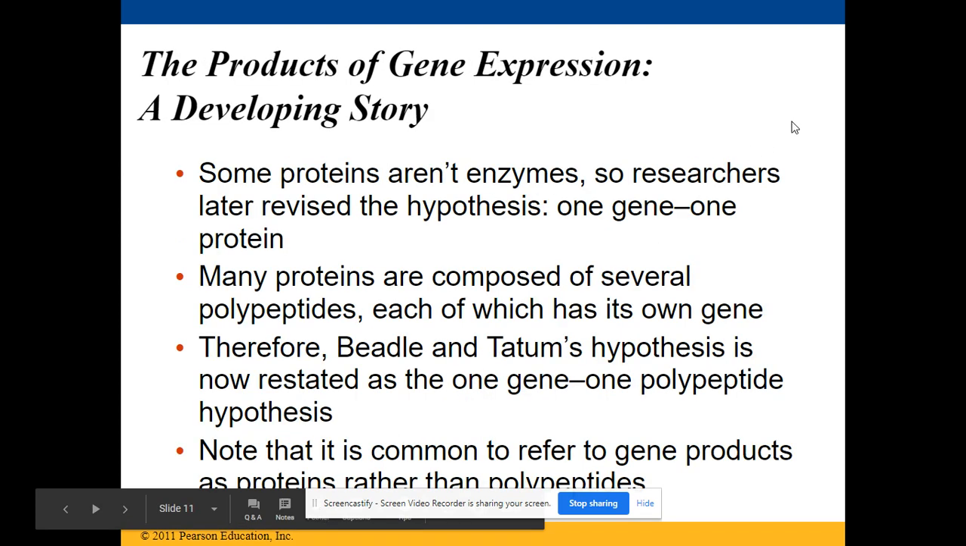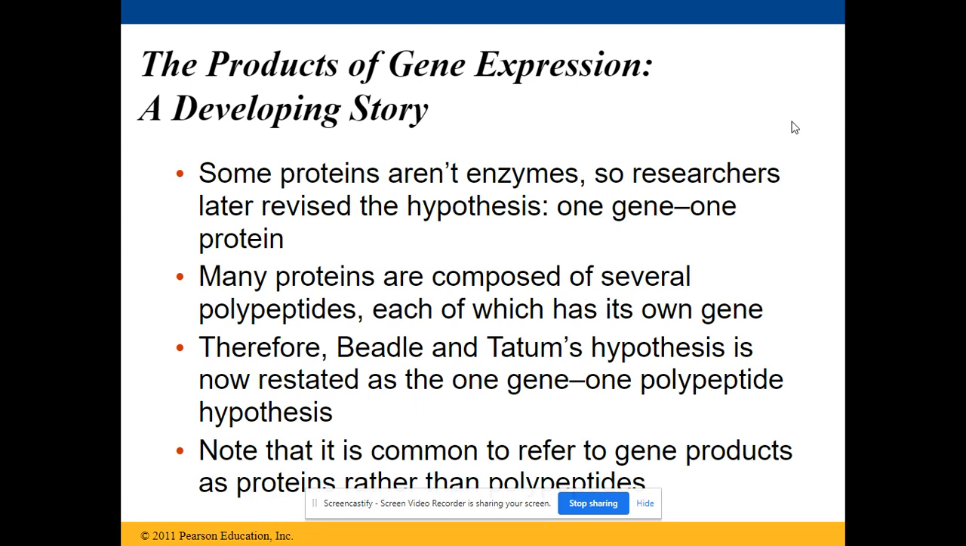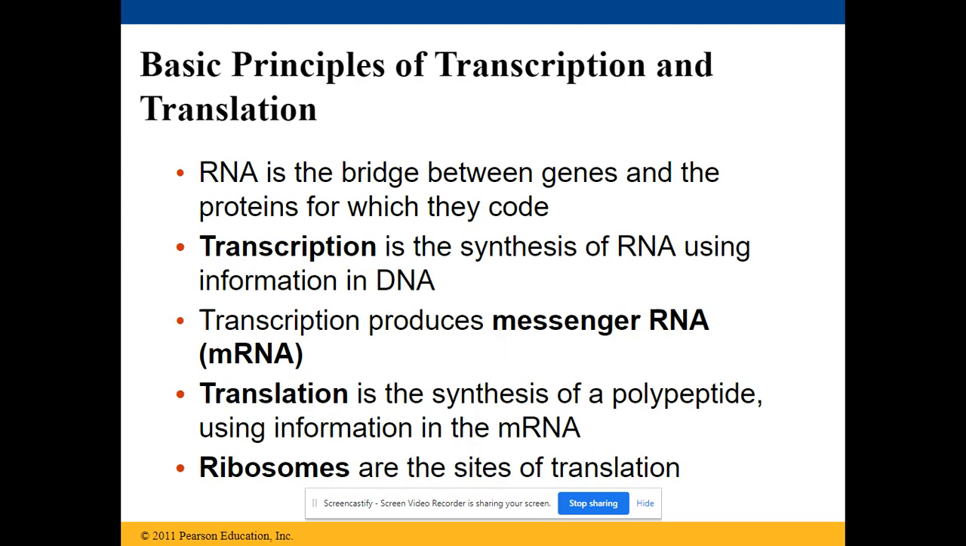The products of gene expression: some proteins aren't enzymes. In fact, researchers later had to revise that one gene, one enzyme hypothesis to one gene, one protein. Many proteins are composed of several different polypeptides, each of which has its own gene that it codes for. Therefore, Beadle and Tatum's hypothesis is now restated as the one gene, one polypeptide hypothesis. Note that it is common to refer to genes and gene products as proteins rather than polypeptides, but it really is a polypeptide. They're not always proteins.